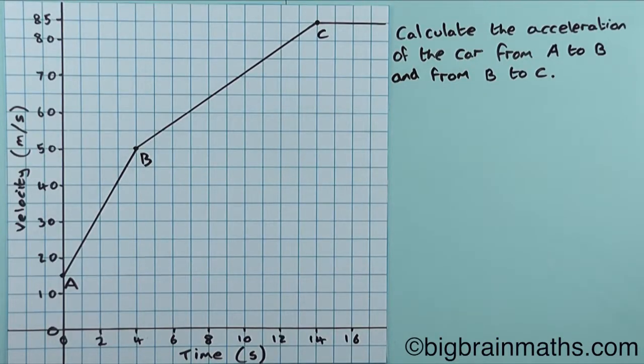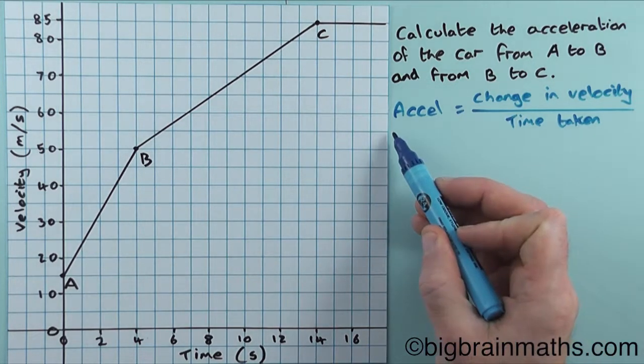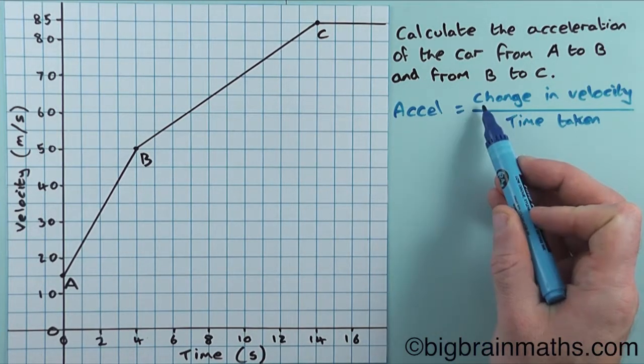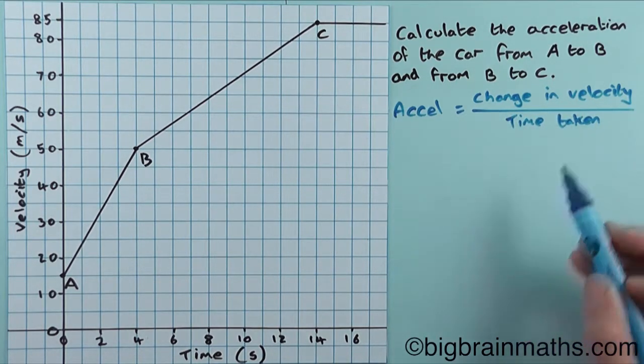Now in this question, we're asked to calculate the acceleration of the car from A to B and from B to C. Now there are two ways to calculate the acceleration from a velocity time graph. The first method is by using the formula for acceleration. And the formula says that the acceleration equals the change in velocity divided by the time taken.